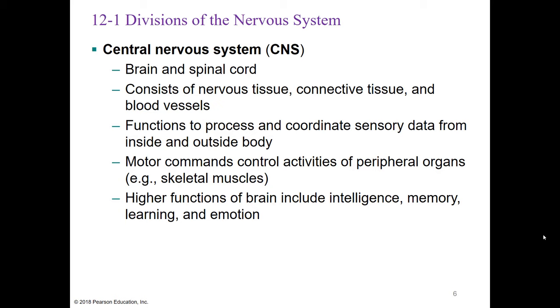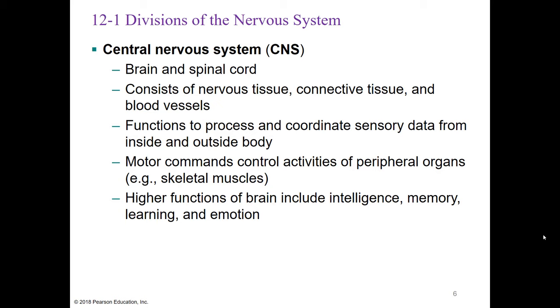The motor commands are the activity or activities we will carry out as a result of the sensory information that came in. For example, if a bug landed on your arm and proceeded to bite you, the sensory information of that pain would go into the central nervous system, where we would then understand that there was pain. And the central nervous system would direct a motor command, which would cause your skeletal muscle to swat the bug away. So this is going to be the action as a response to the sensory info that comes in.